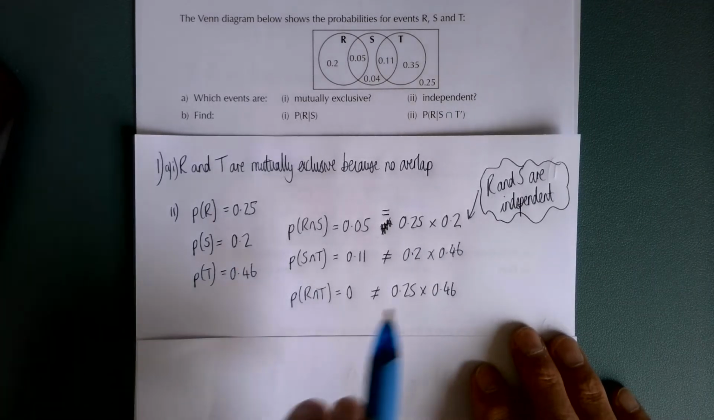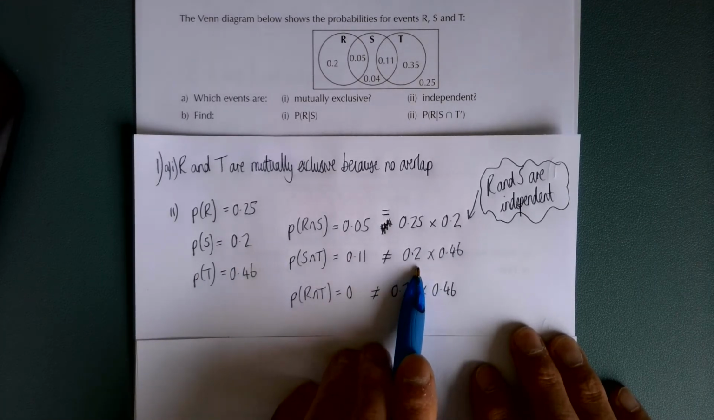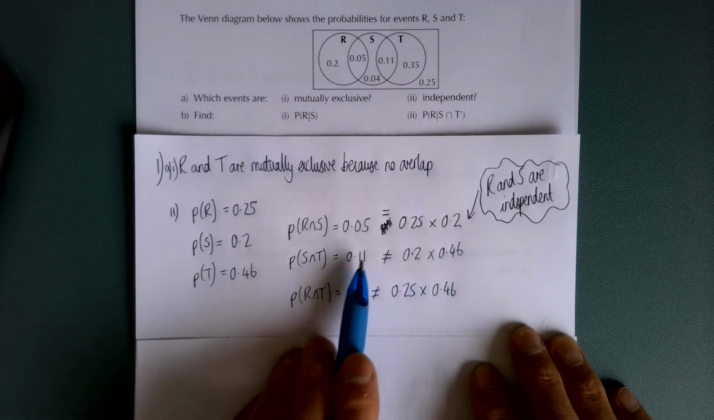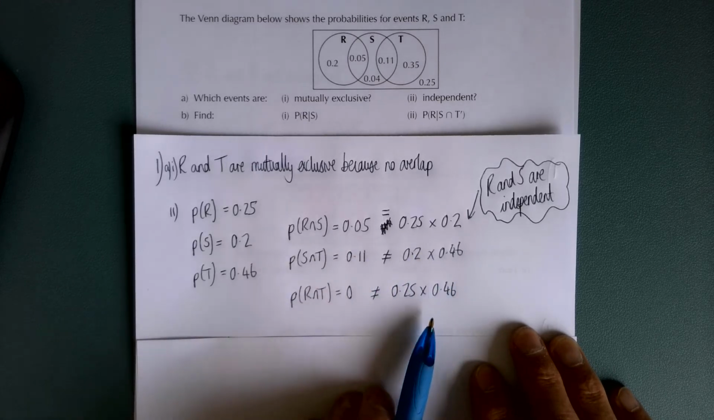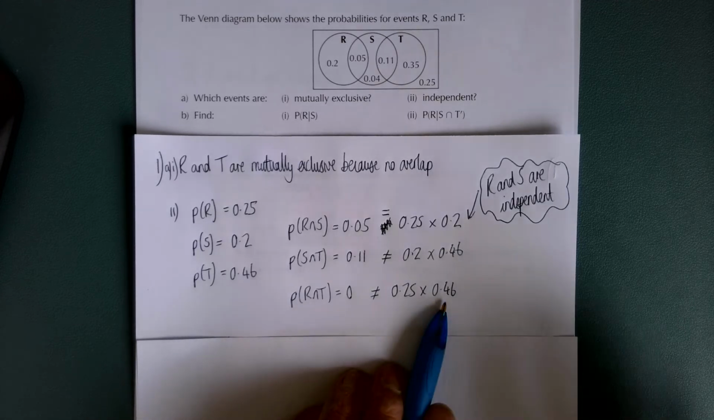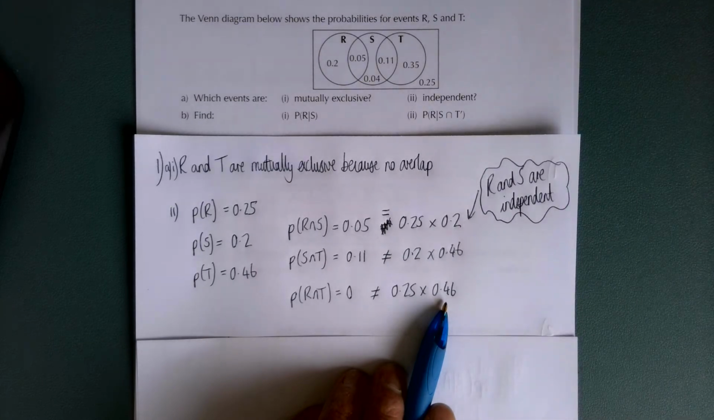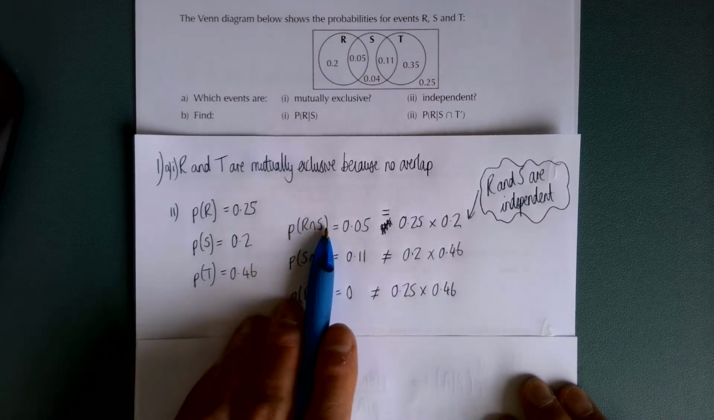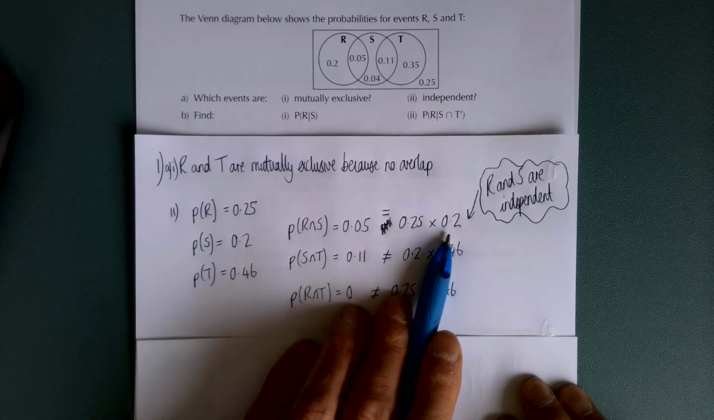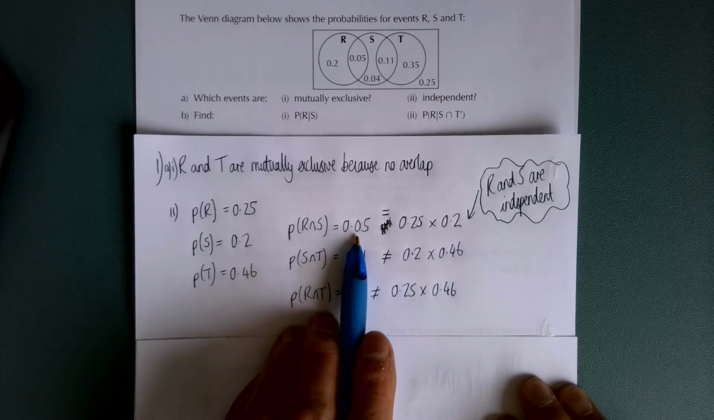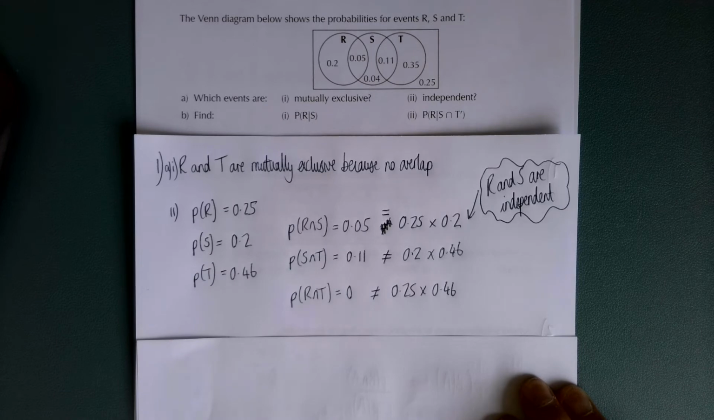formula. It wasn't true for S intersection T. The probability of S multiplied by the probability of T doesn't give me that. It's clearly not true for this. If two events are mutually exclusive, it means once one has happened, the other can't happen. So they are very much not independent. But R and S, yes, 0.25 times 0.2 does give you the overlap. So R and S are independent.